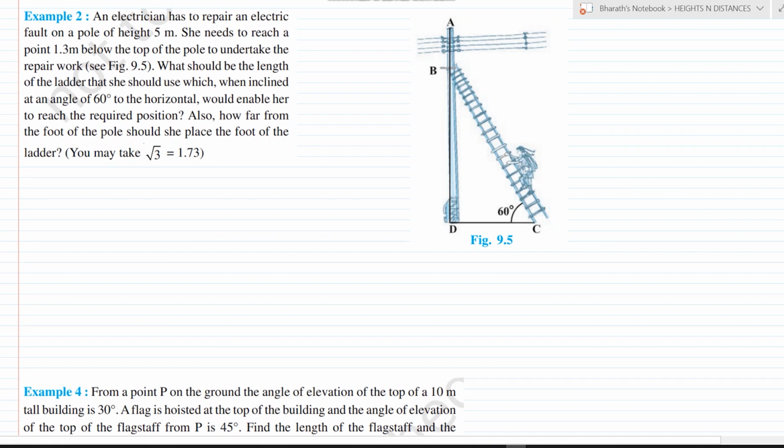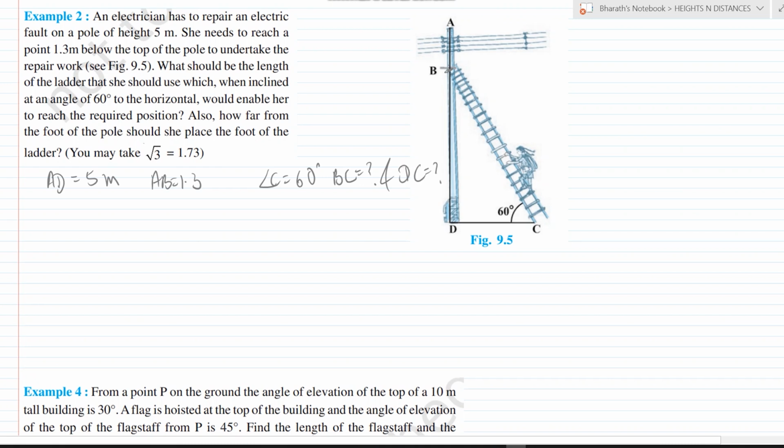Fine. Here, what is given: AD is equal to 5 meter, right? And AB is equal to 1.3, because from the top to the point where the ladder joins is 1.3 meter. Fine. And angle C is equal to 60 degrees. Now we have to find BC and DC.